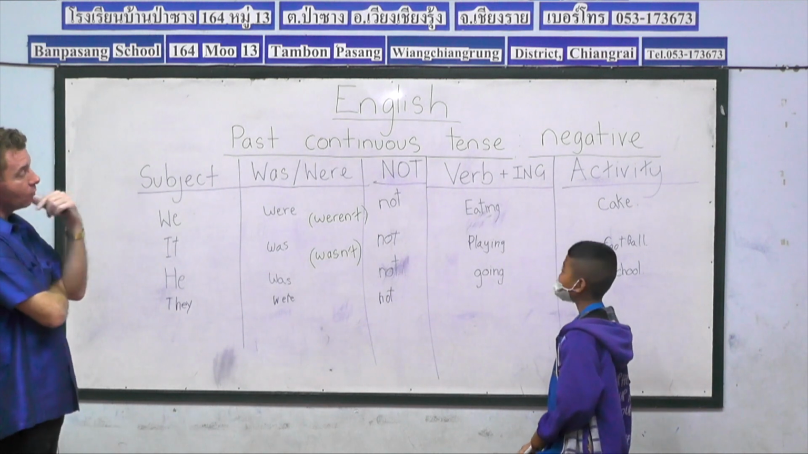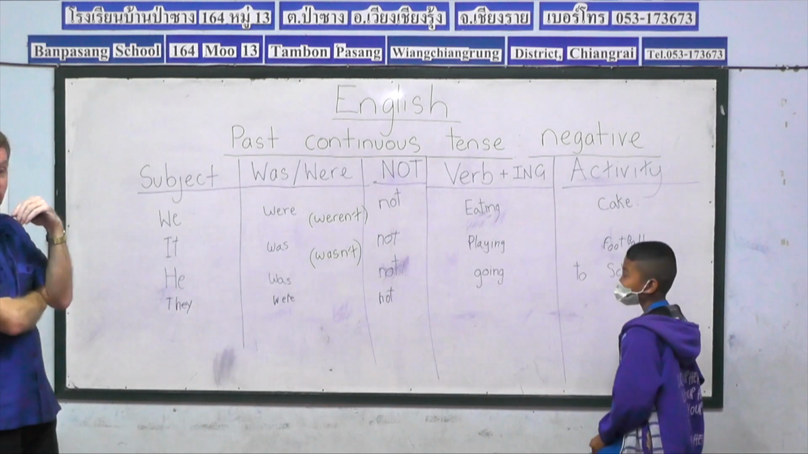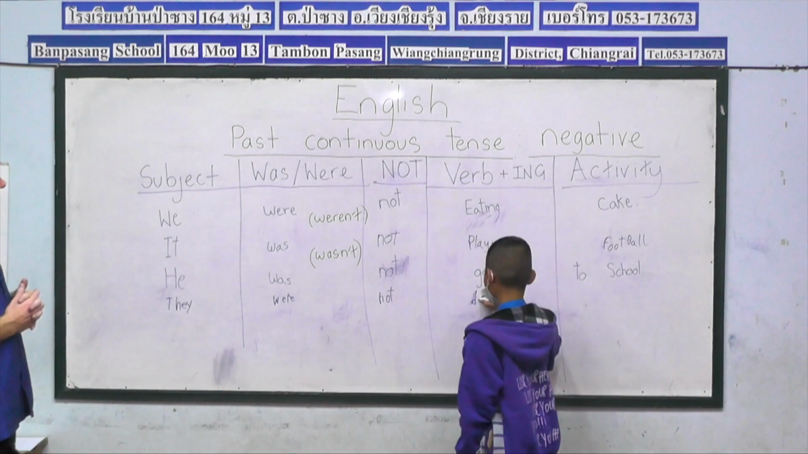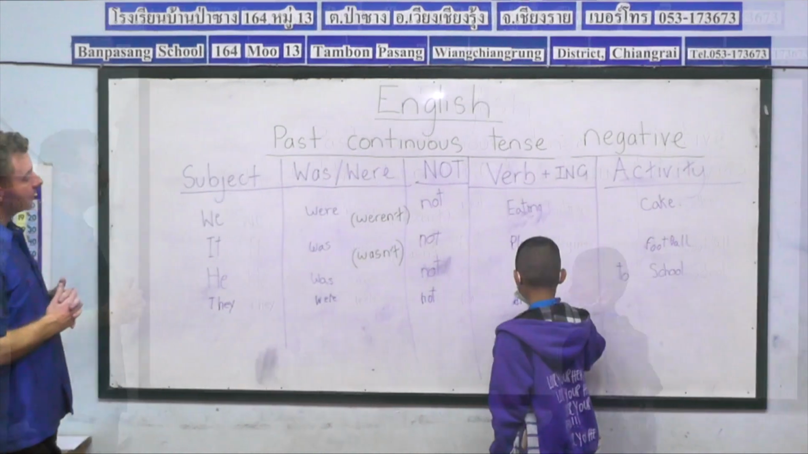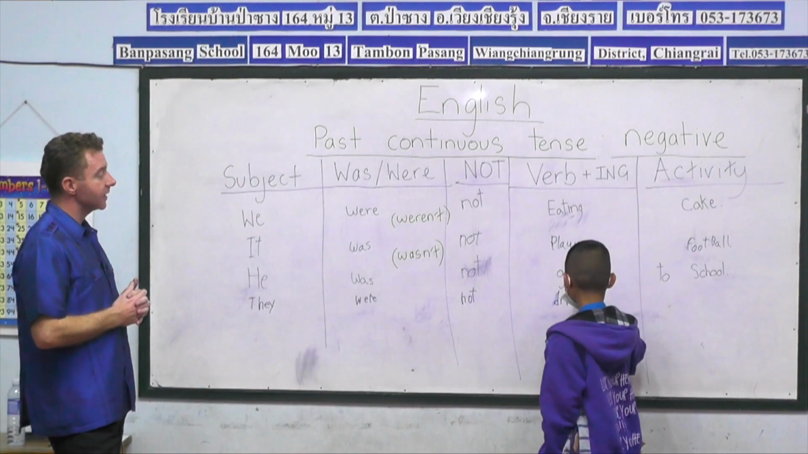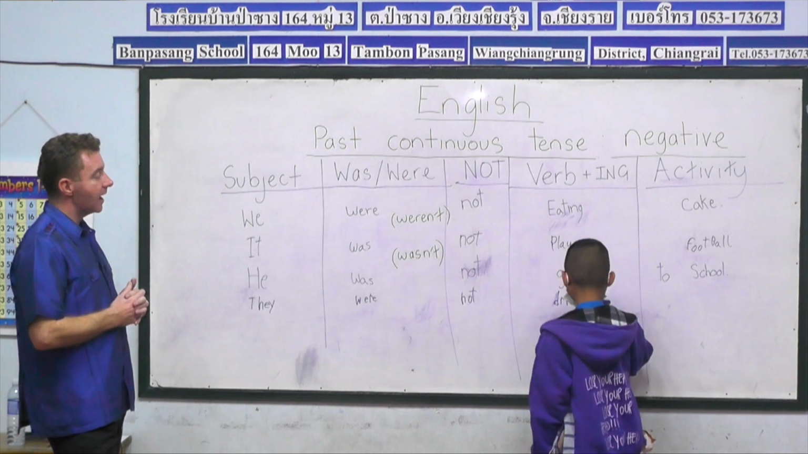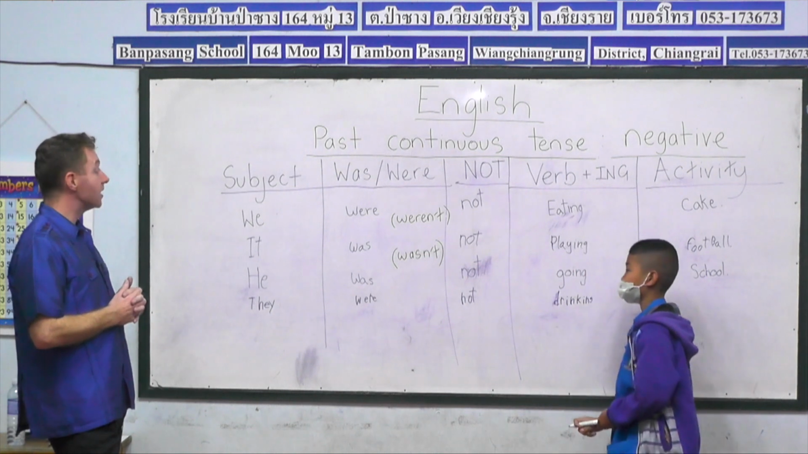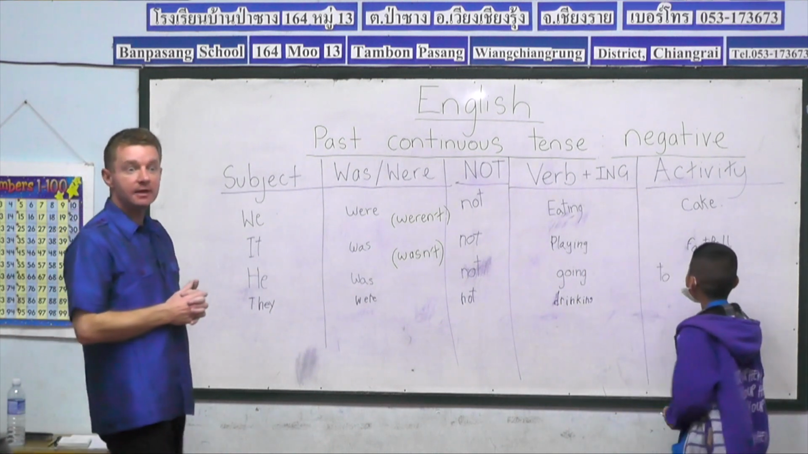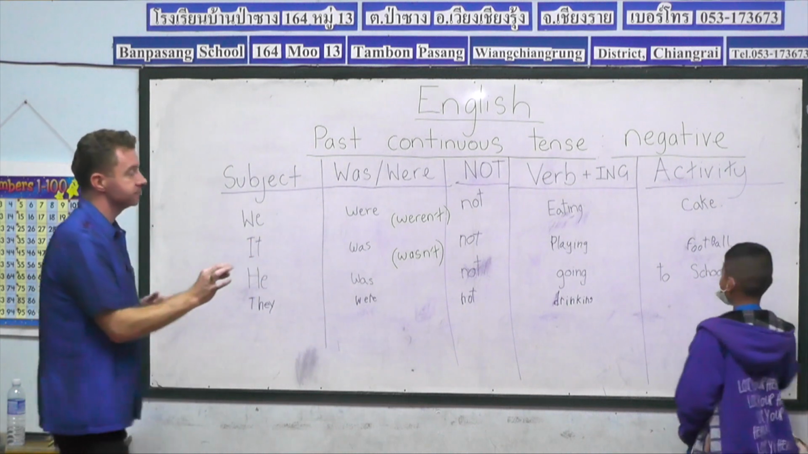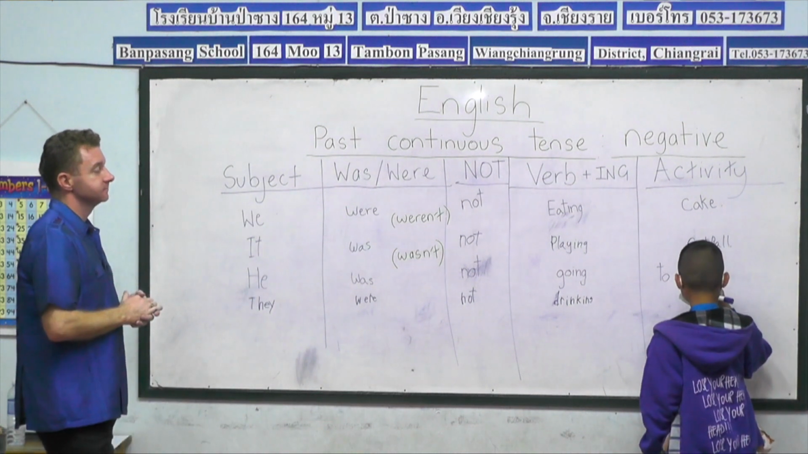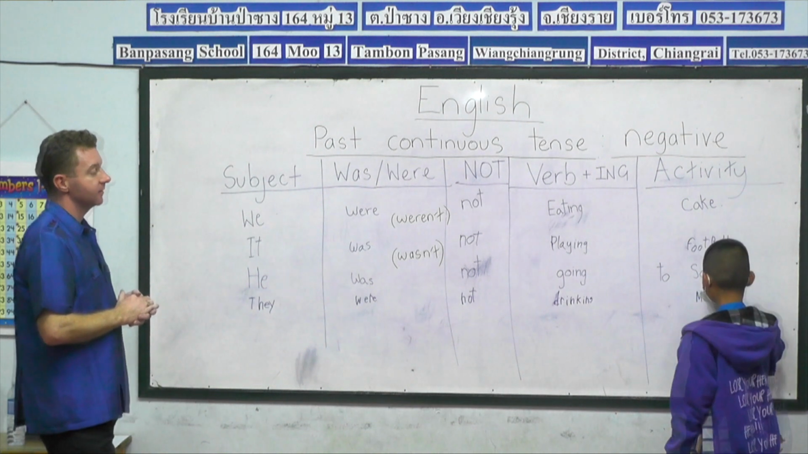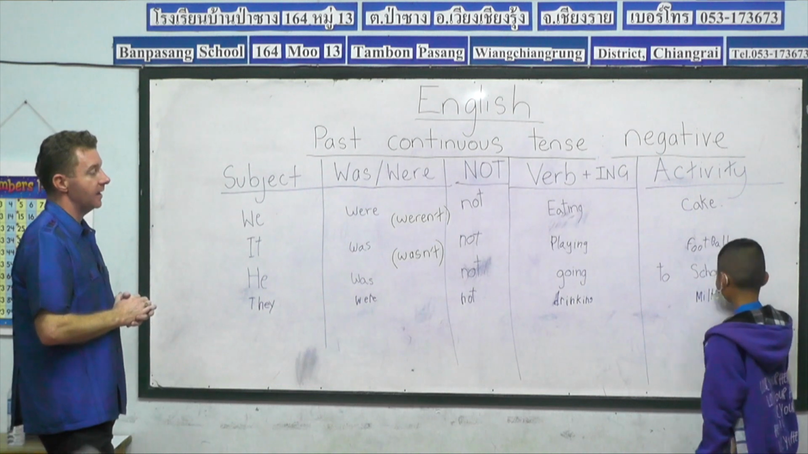Eat. We've got eat already. Drink. We can use drink. So drinking. D-R-I-N-K-I-N-G. They were not drinking. So what were they not drinking? Milk. M-I-L-K. And then full stop at the end.